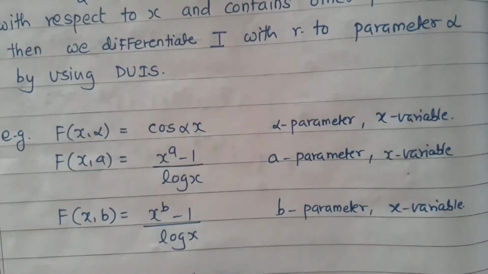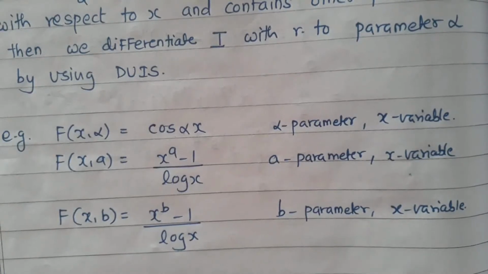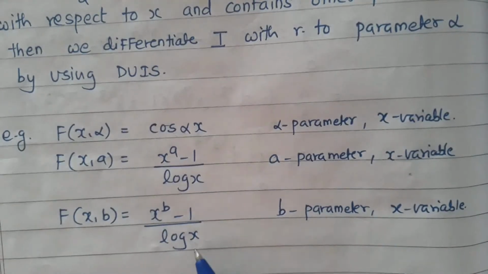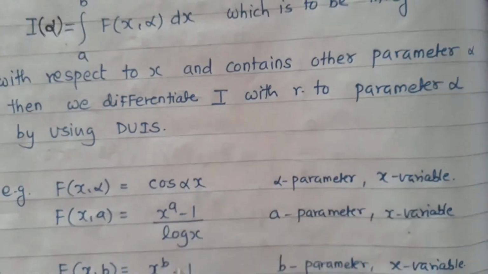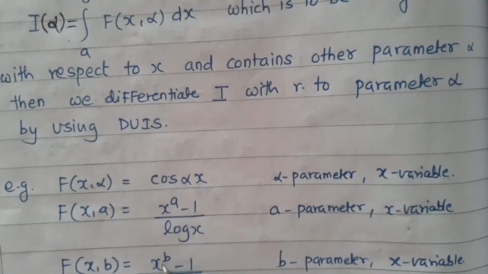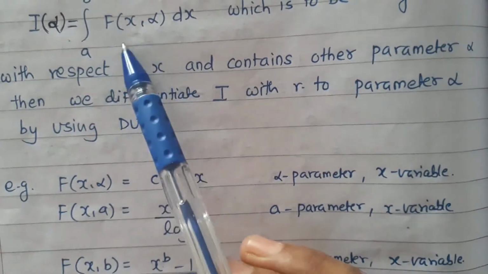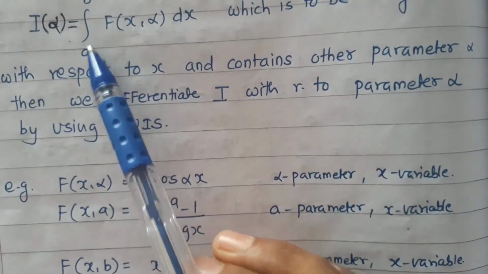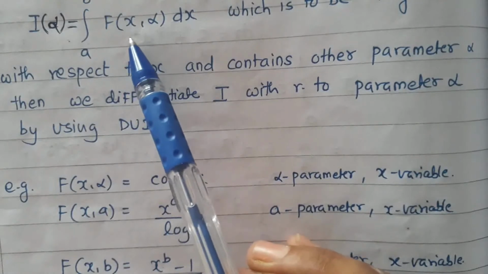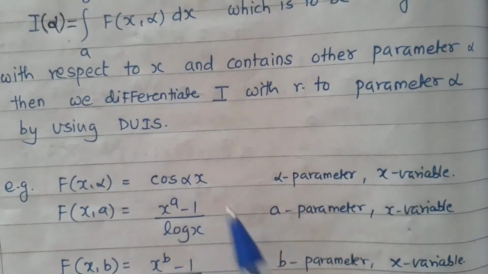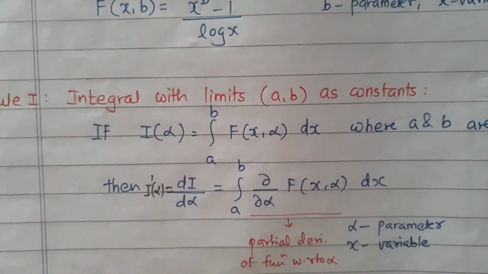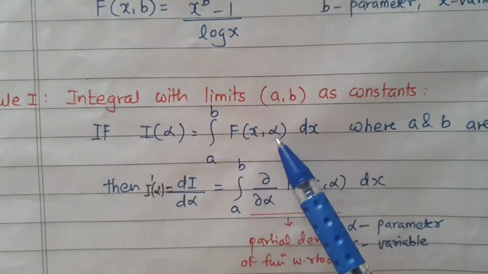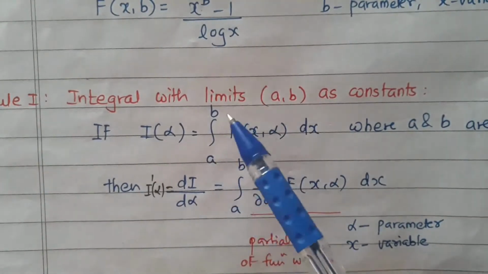For example, we have another example here: f of x, b is equal to x raised to b minus 1 upon log x. If this function is to be integrated with respect to x, x is called the variable and b is called the parameter, and you can put the notation for this integral as I of b. So to find the solution, first of all we have to put some notation for that integral. This depends on the nature of the function as well as the nature of the limits.